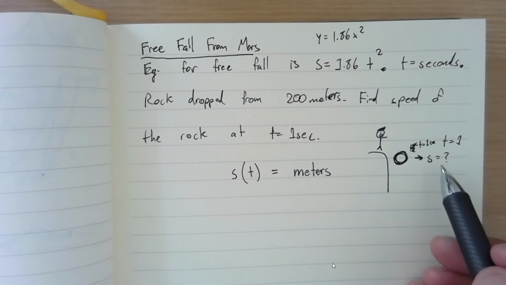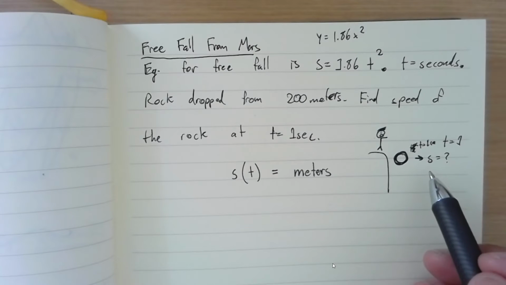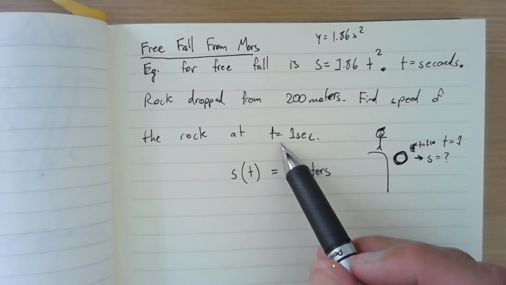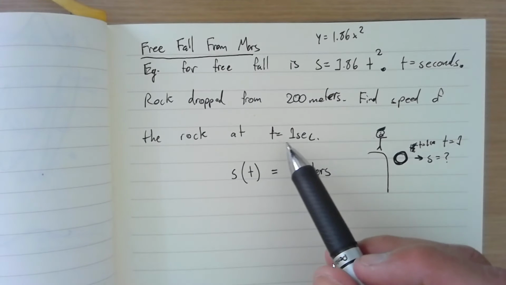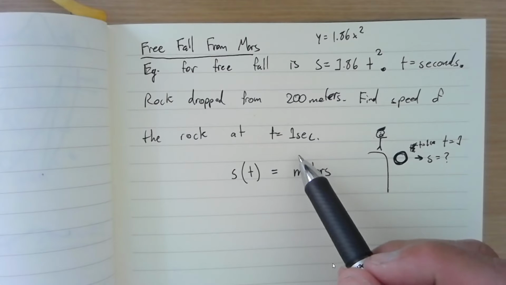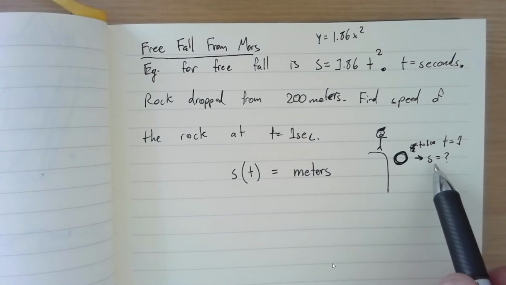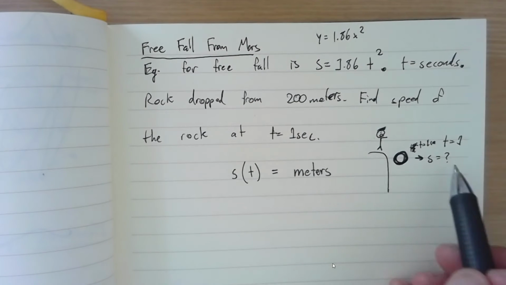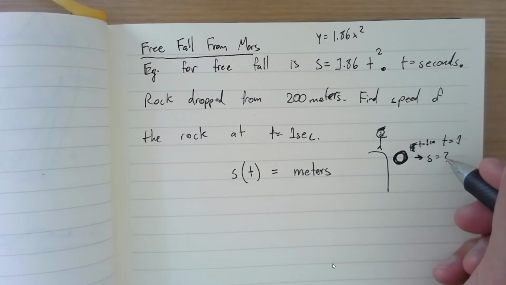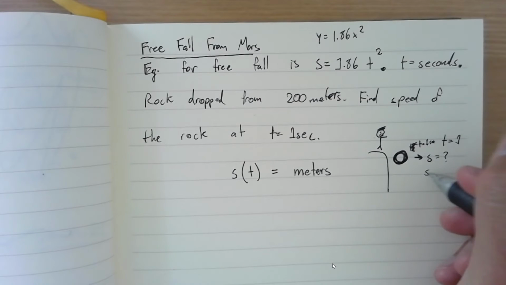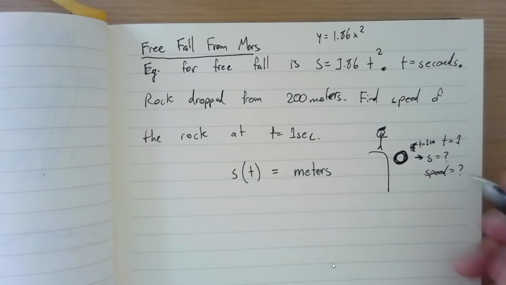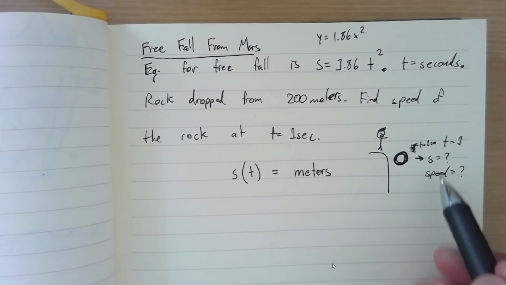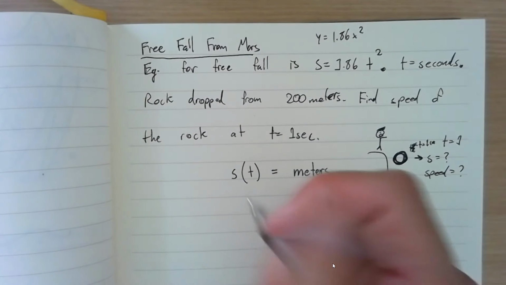But it's not asking for that. It's actually asking for the speed of the rock at that one particular t is equal to 1 second. So we're going to look at the change of its position at that particular 1 second. I'm not asking for s, but for the speed, which is the change of s over time. So what this looks like is like this.